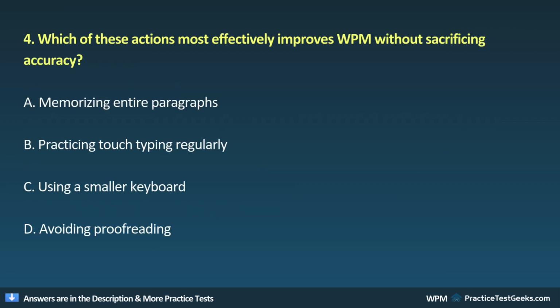4. Which of these actions most effectively improves WPM without sacrificing accuracy? A. Memorizing entire paragraphs. B. Practicing touch typing regularly. C. Using a smaller keyboard. D. Avoiding proofreading.